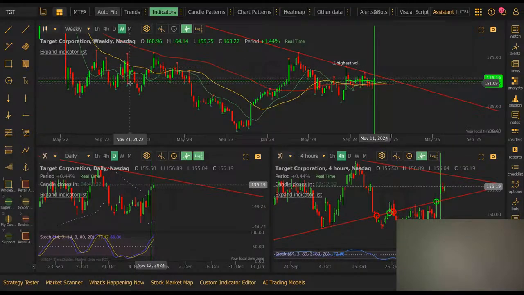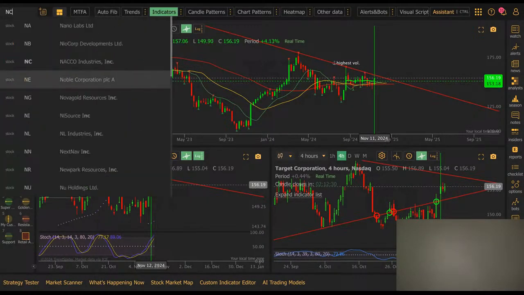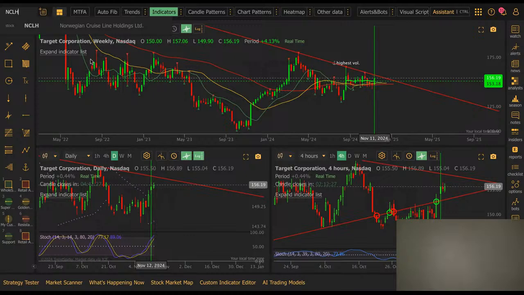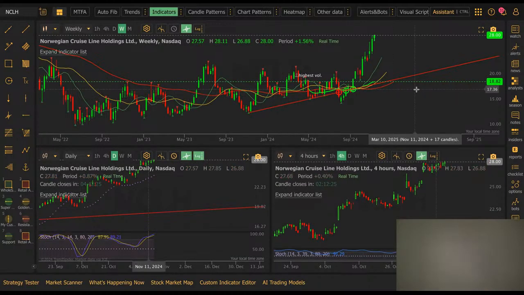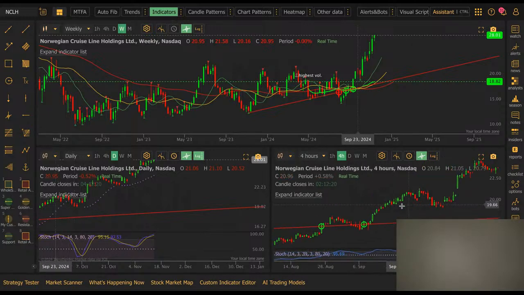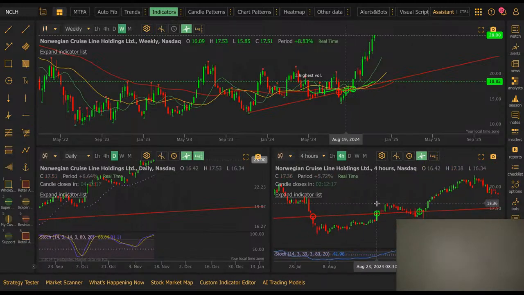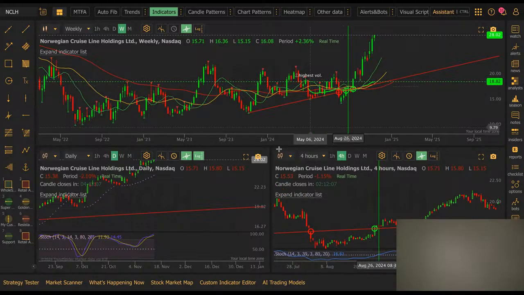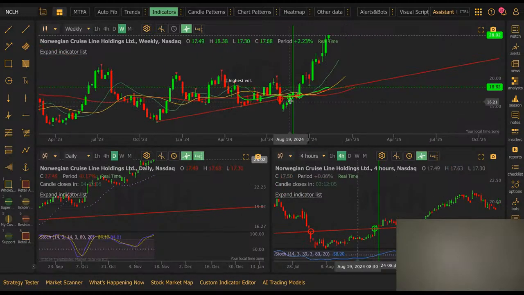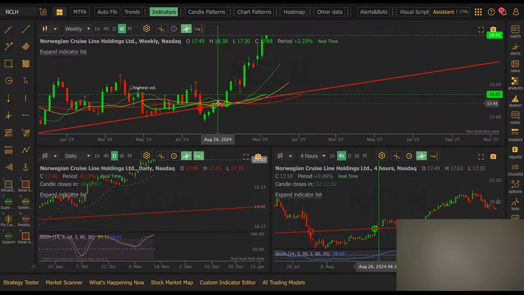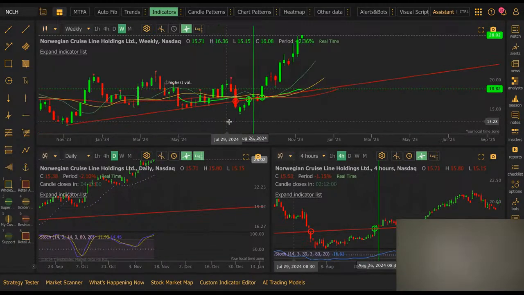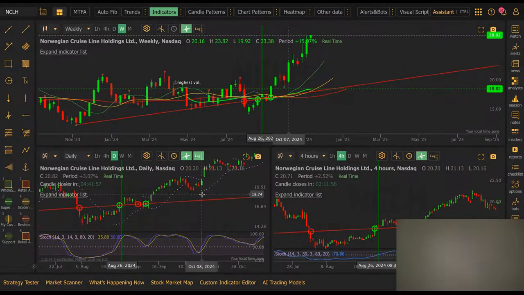All right. Now we're going to go over to NCLH, Norwegian Cruise Line. Let's take a look at when it crossed the 50 line. So right around here, right there. I like to do it right after it closes. I want to make sure that it closes above that 50 midline on this smaller time frame. And as you see, when it closed, it was kind of compressed up here, but still above the 34 EMA, right? It was above the 34 EMA.